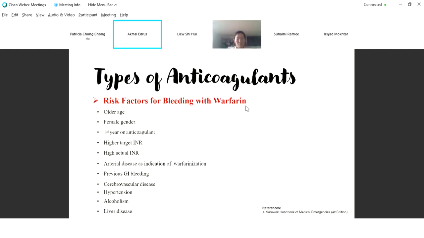The risk factors for this drug: there is a higher risk for bleeding in patients who are older, female, in the first year period on anticoagulant, patients with higher target INR, high actual INR, and patients indicated to take this drug because of an arterial disease. Also, patients with a previous GI bleed, cerebrovascular disease, hypertension, alcoholism, and liver disease.